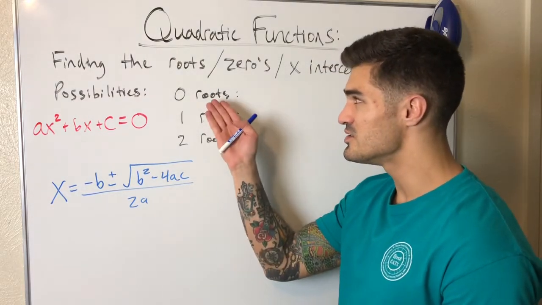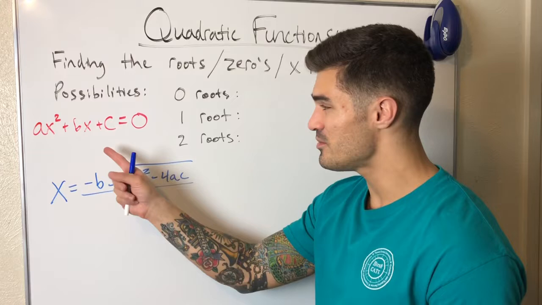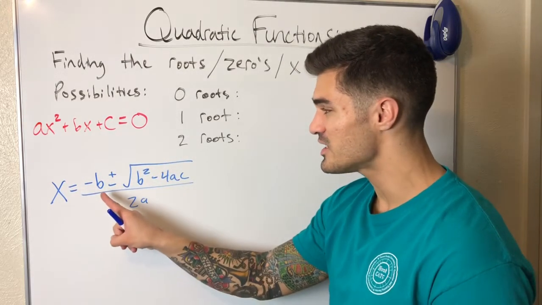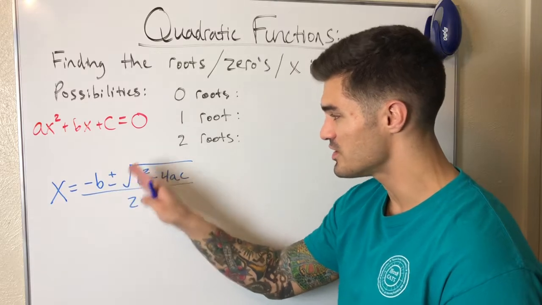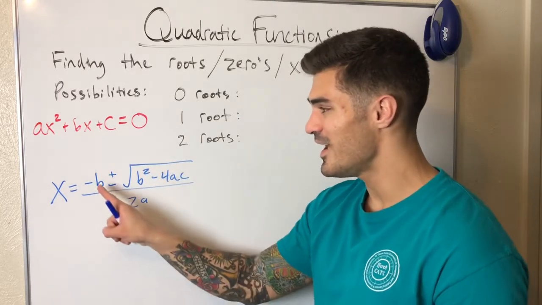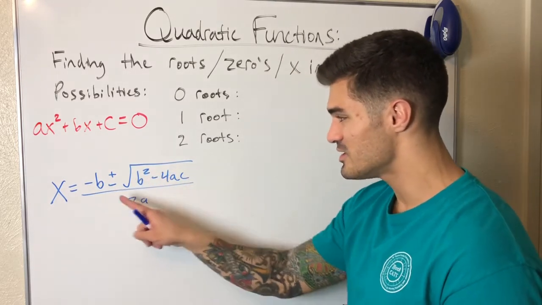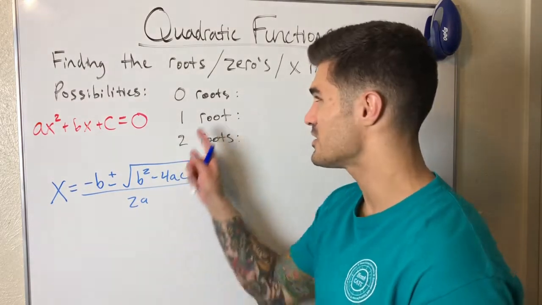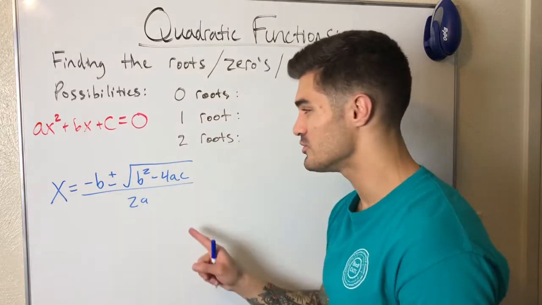So how can we get 0 roots? That means that we have no real solution to this. That means both of these x values, negative b plus all this stuff over 2a, and negative b minus this all over 2a, both of these values are complex numbers, right? Because we have no roots, no real solutions.